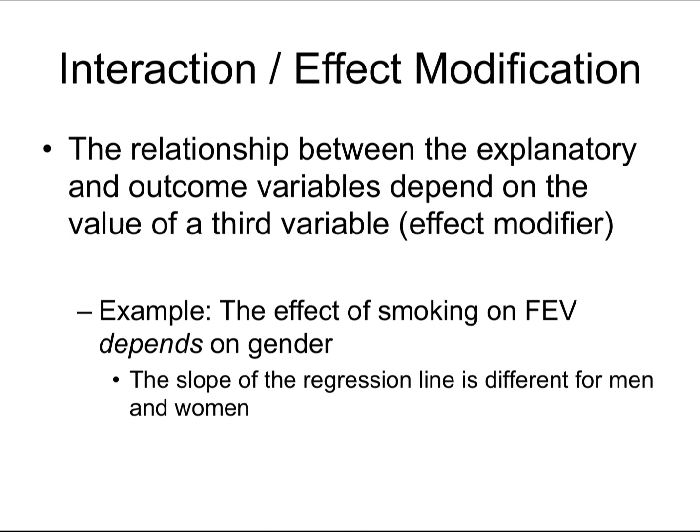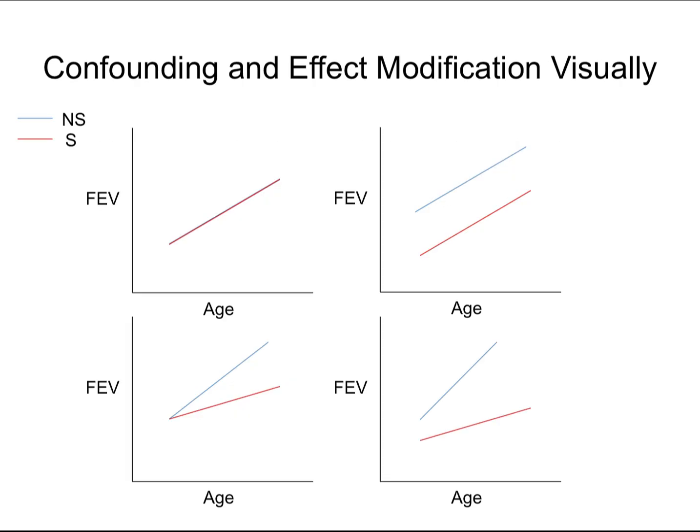Now we'll turn to effect modification or interaction. These terms have slightly different meanings, but for the purpose of the course can be considered the same thing. Effect modification occurs when the relationship between an x variable and a y variable depends on the value of a third variable, which is known as an effect modifier. For example, the effect of smoking on FEV depends on gender. This means that the slope of the regression line is different for men and women.